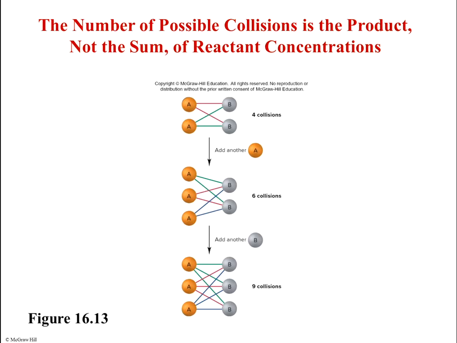We can see this here for a simple A-B collision. If we have two particles of A and two particles of B, we can have 4 collisions leading to products. If we add another A, then we have 6 collisions occurring. And if we add another B, 3 A's and 3 B's, we end up with 9 collisions occurring. This accounts for our product relationship, not a sum relationship.